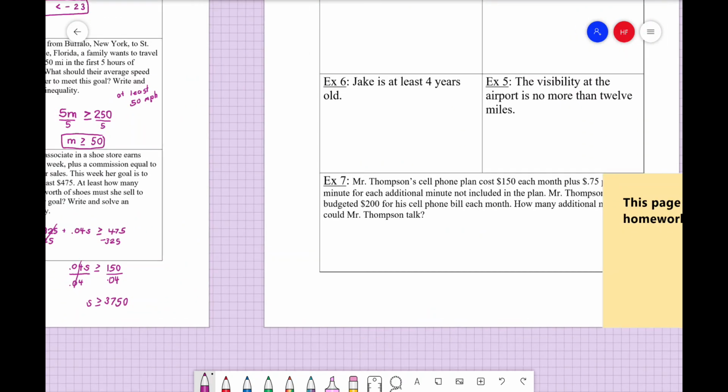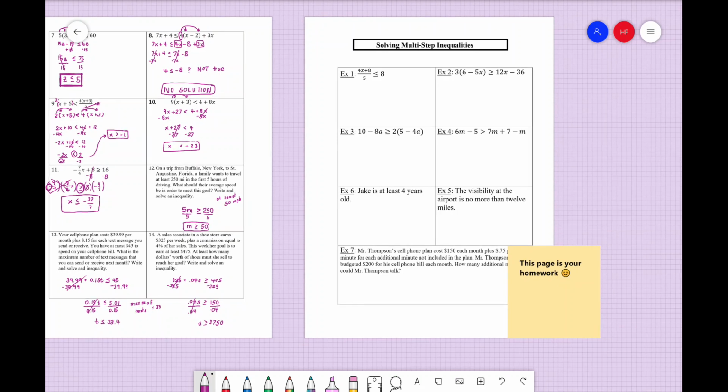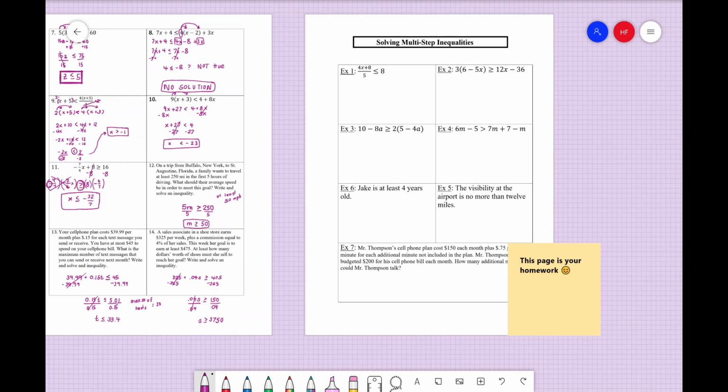So then for your homework, you're going to do this page that only has 7 problems. They're out of order, it seems. So it goes 1, 2, 3, 4, 6, 5. This is your homework for Wednesday. Make sure that you are uploading your notes and your homework, and then we will meet back tomorrow.